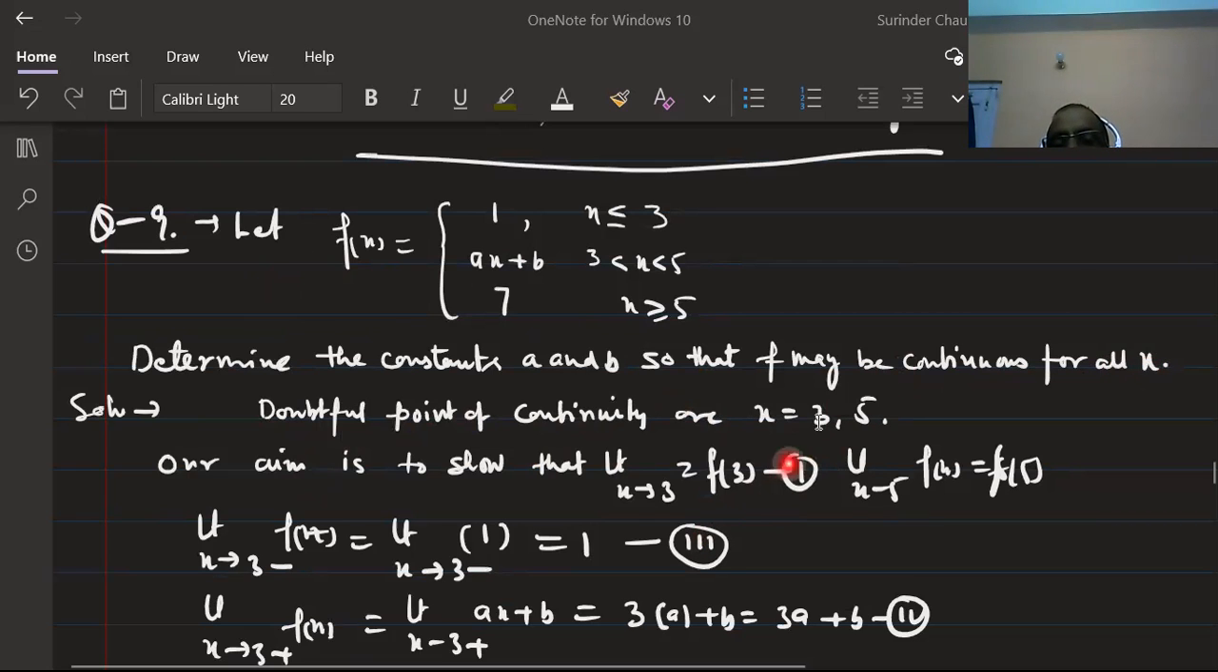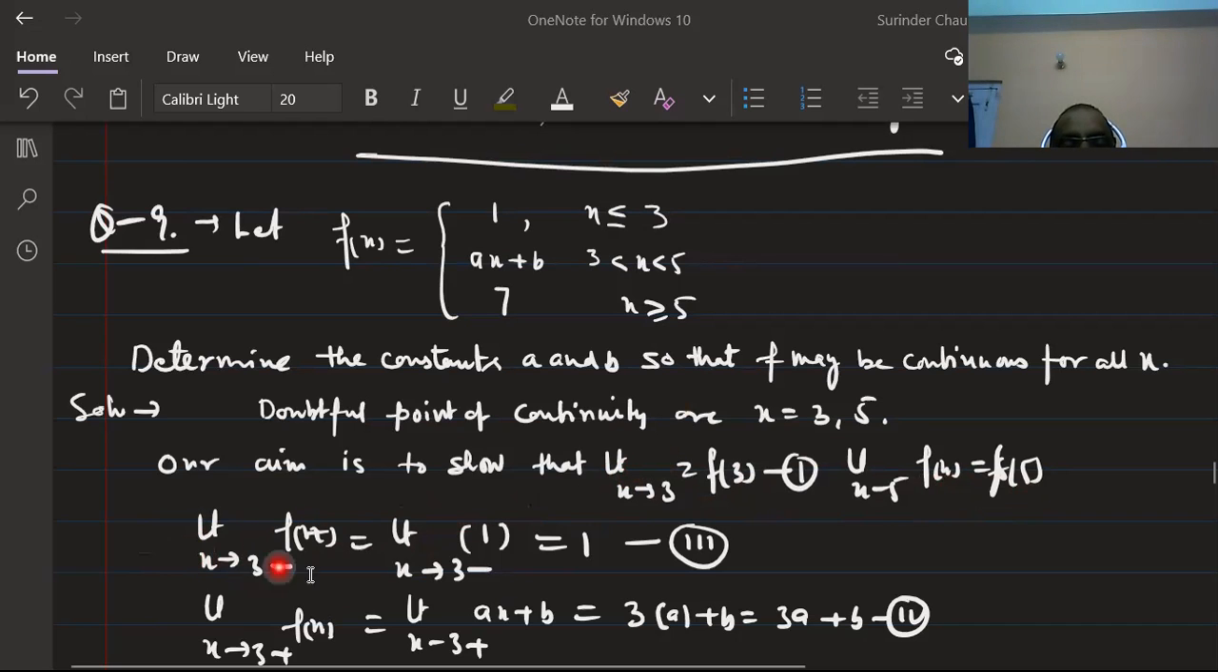So we have to make this function continuous over the whole of its domain. So we will discuss the continuity at 3 and 5. Our aim is to show that limit x tends to 3 of f(x) is equal to f(3), and limit x tends to 5 of f(x) is equal to f(5). From these equations we will find the constants a and b. So the limit as x approaches the point, they are equal to f(x) at that point.